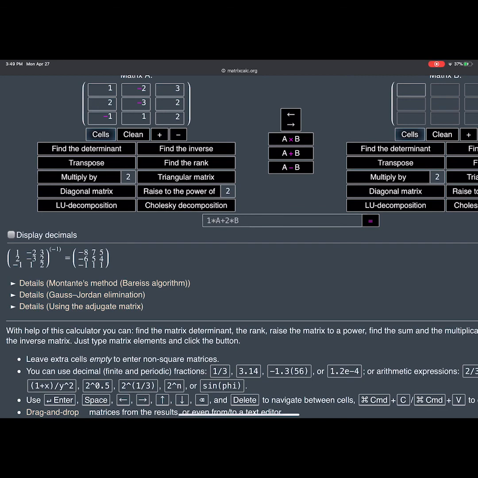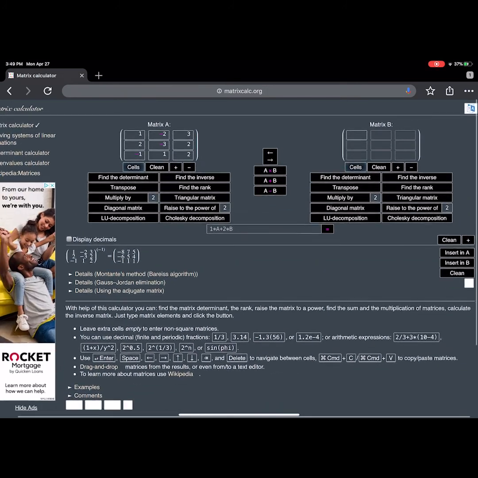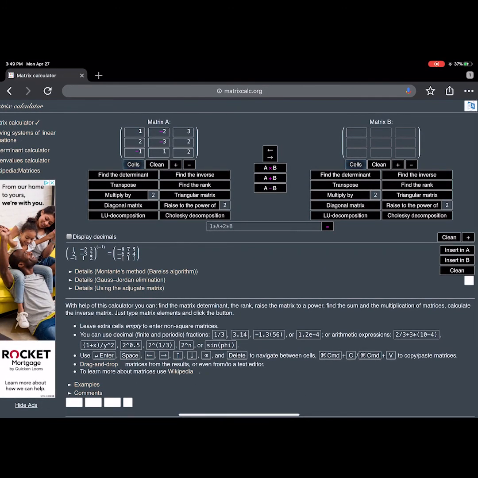Now, you can write that down and go up there and type it in again, but this is really neat. That's what I really like about this. I want matrix A up here to be A inverse. Again, left and right makes it different. And B, I'm going to input B, little b, and I'm going to multiply them. See how in the middle we have A times B, A plus B, or A minus B? I'm going to hit multiply them. So I'm going to insert this answer, my inverse, in A, okay? And see how it changed?